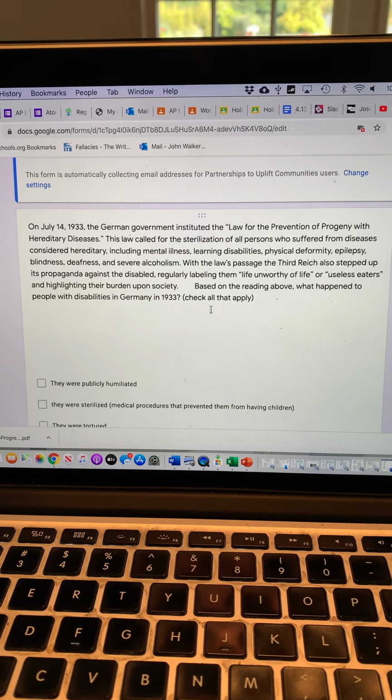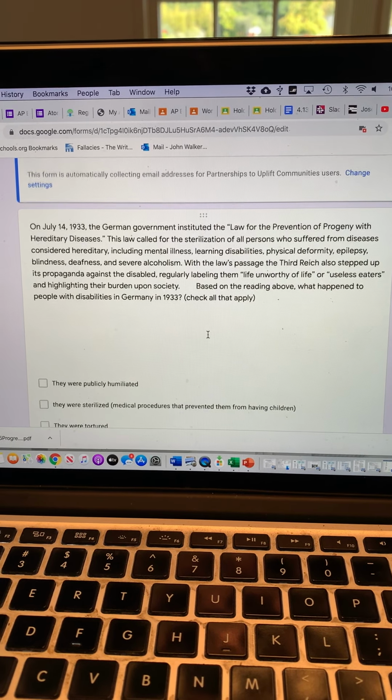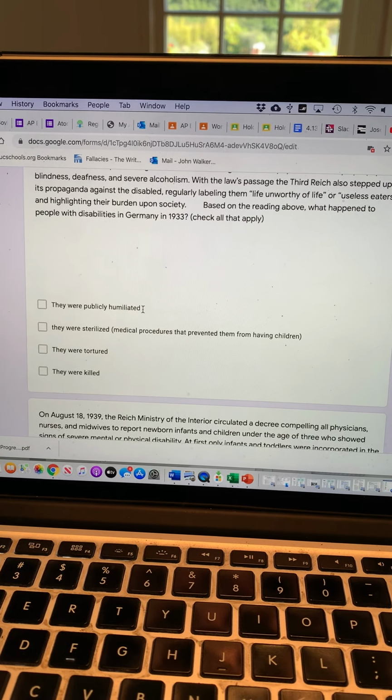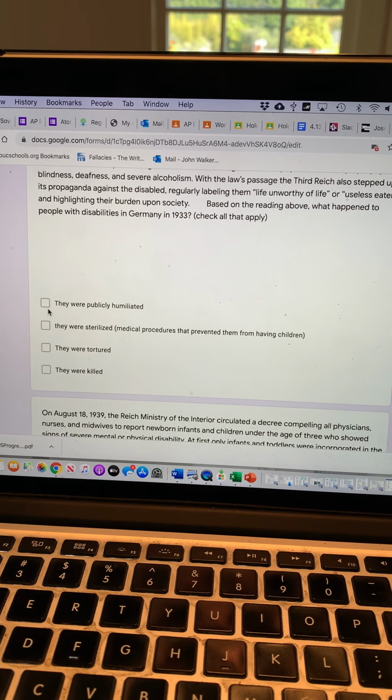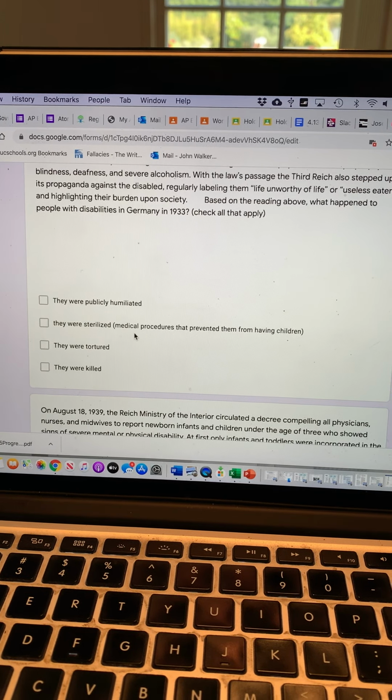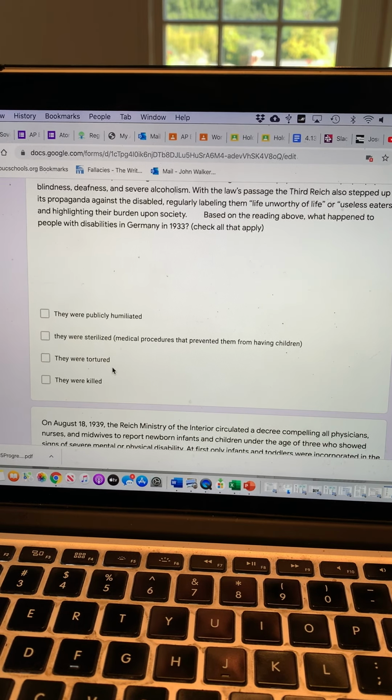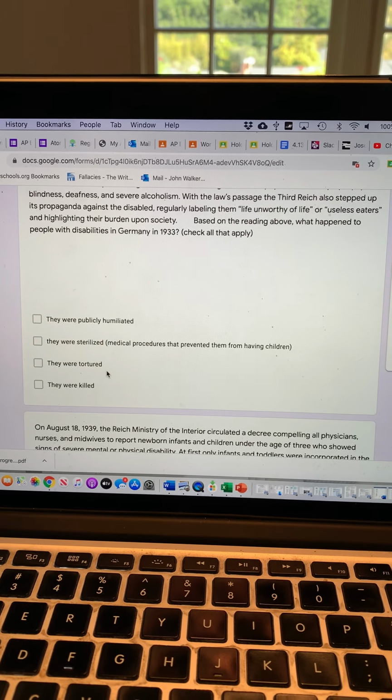And so based on this reading, what happened to people with disabilities in Germany in 1933 with this law? Well, there was propaganda against them. So they were humiliated in public, and they were also sterilized. At this point, they're not tortured or killed.